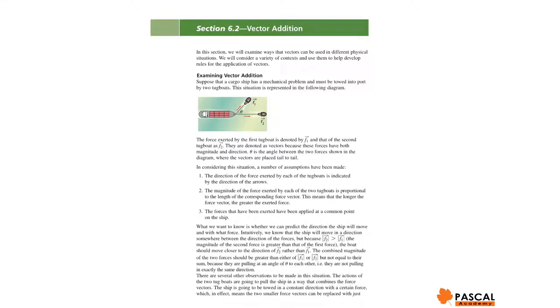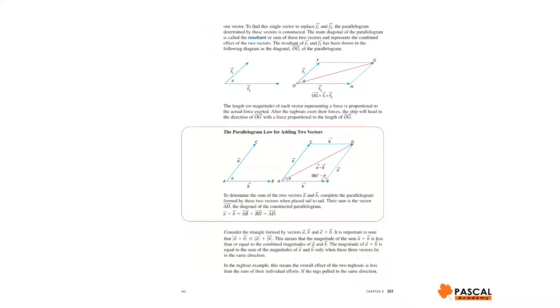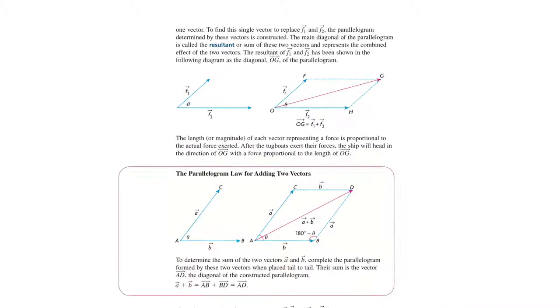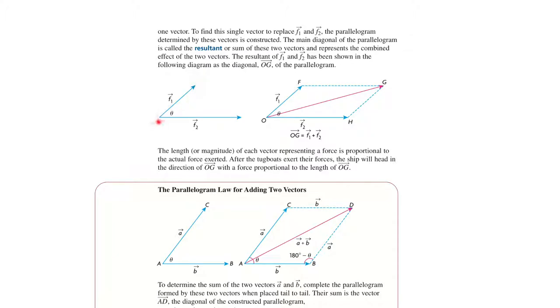Chapter 6, Session 5. In this session, we are going to work on Section 6.2, Vector Addition from the textbook. If two vectors, F1 and F2, can be drawn in this form, we call them tail-to-tail orientation. Theta is the angle between F1 and F2.